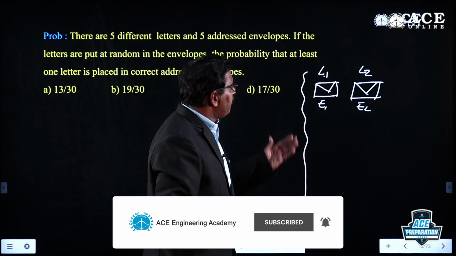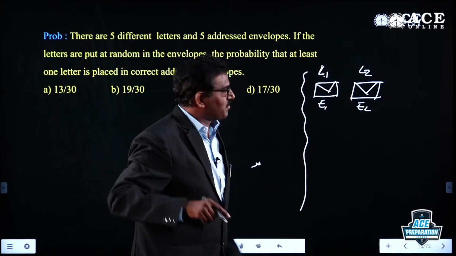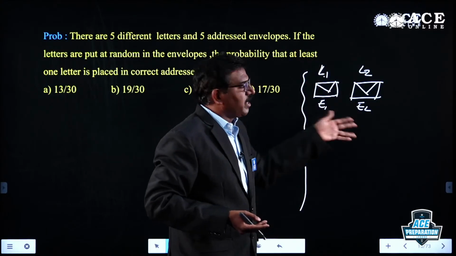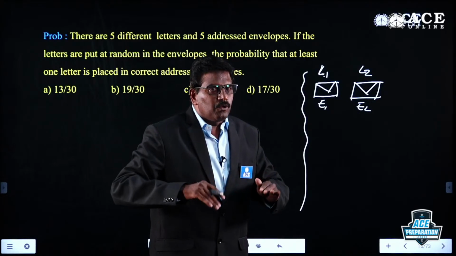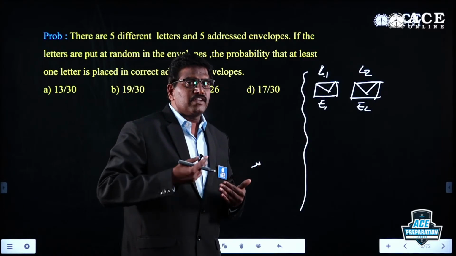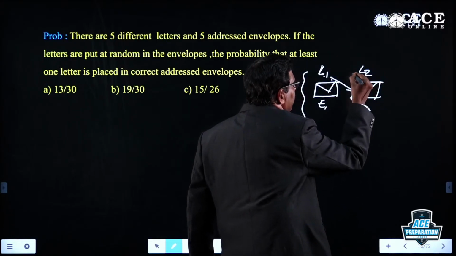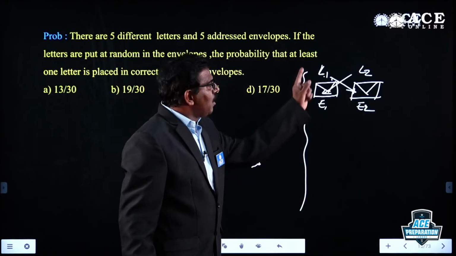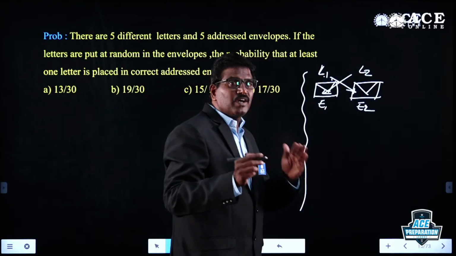If you put them the wrong way, then, if all letters are arranged properly, say letter 1 in envelope 1 and letter 2 in envelope 2, no doubt that is a proper arrangement. But an improper arrangement means no one is placed in the proper way. No one placed in the proper way is called a derangement. So letter 1 is placed in envelope 2 and letter 2 is placed in envelope 1. This is a derangement. How many such derangements are there? Placing letter 1 in E2 and letter 2 in E1 is one such derangement.